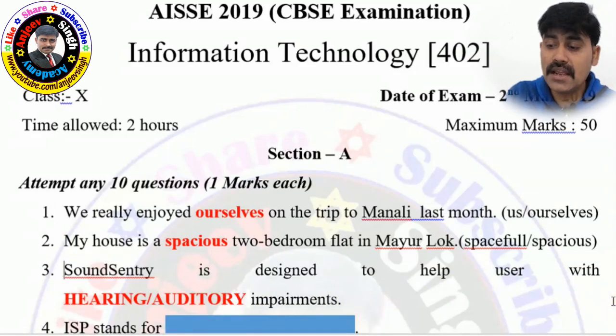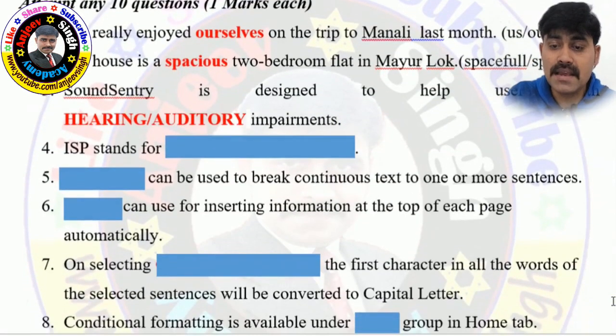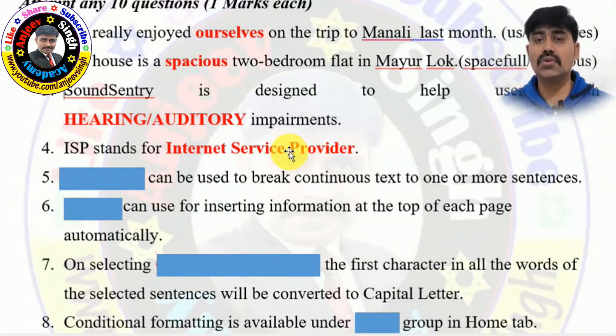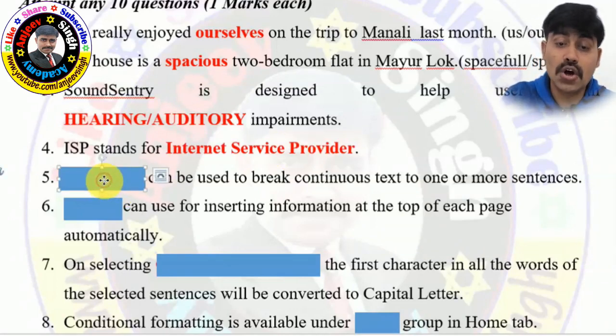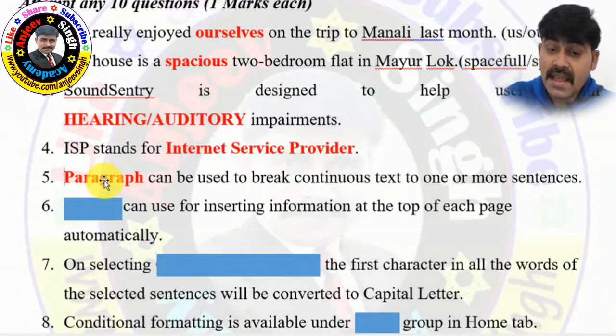Now the next question is ISP stands for. ISP stands for Internet Service Provider. Those who are providing the internet to you, those called ISP. Next is the dash can be used to break continuous text to one or more sentences. It is called paragraph.